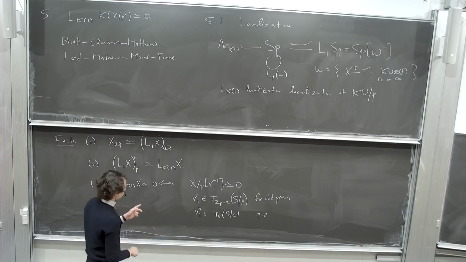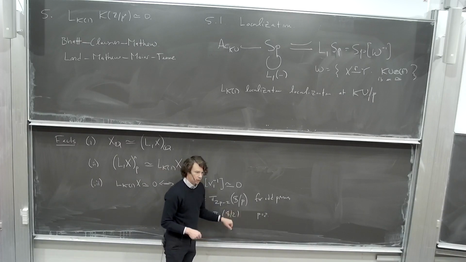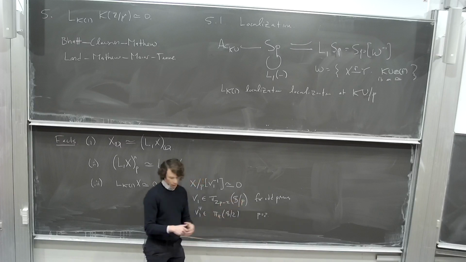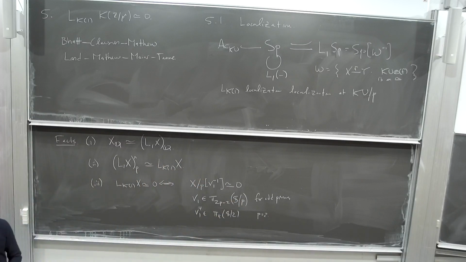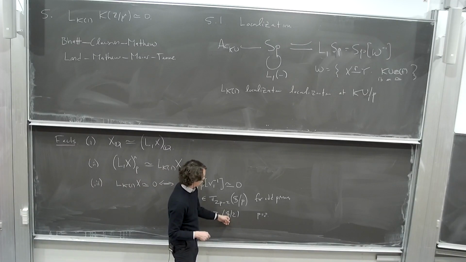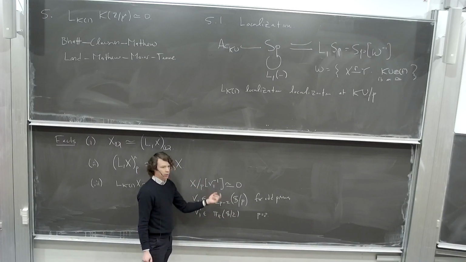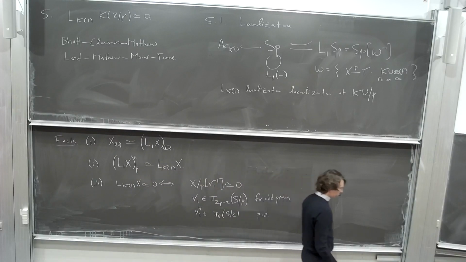Let me give a quick warning for those who haven't seen this before. These are not ring spectra. They're not even E1 ring spectra. For p at least 5, these are kind of homotopy commutative, homotopy associative ring spectra, but there's not even a multiplication on S mod 2. So maybe you want to be a little bit wary about what inverting this even really means.